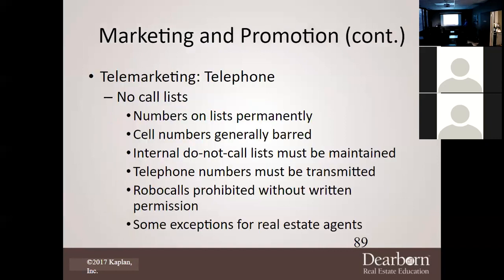So in that situation you have duties to go through. Another thing is telemarketing. Okay? So again, there is what's called the no-call list. And these are numbers that are listed permanently. Again, cell phone numbers are generally barred. Internal do not call lists must be maintained. Telephone numbers must be transmitted, and robocall is prohibited without written permission. Some exceptions for real estate agents are provided. But again, it's not advisable that you actually go in here and do telemarketing unless you know what you're doing.